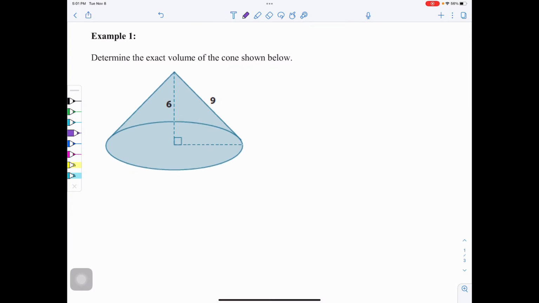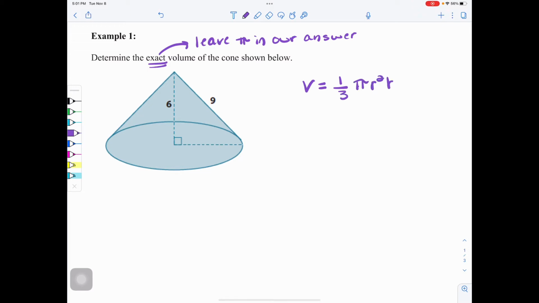Example 1 says determine the exact, I'm going to underline that right now, volume of the cone shown below. So exact means I should actually not be doing any rounding. And that means we want to leave pi in our answer if pi ends up being there. Okay, so I'm looking at a cone in front of me. I'm going to go over here on the side and write down the volume formula for a cone, which is 1/3 pi r squared h.